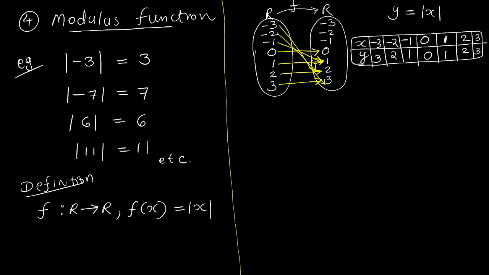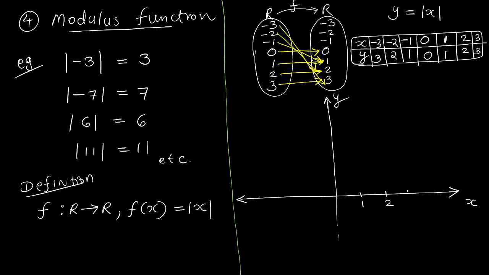So I am going to draw the graph of y equal to mod x. All of you please listen. I am going to draw the graph of y equal to mod x. X-axis and y-axis are drawn. Okay, let me mark the point: 1, 2, 3, 4, etc. Minus 1, minus 2, minus 3, etc. Here 1, 2, 3, 4, etc. Okay, let me plot the points. Please listen.